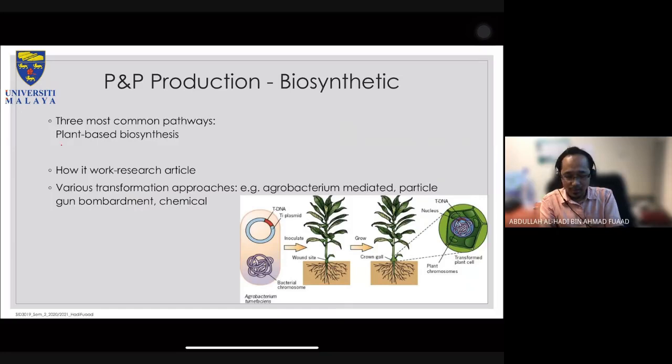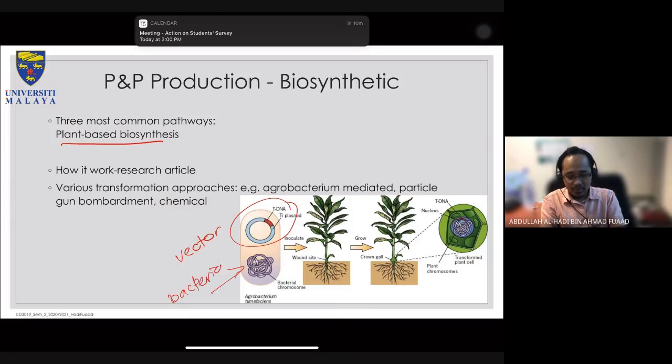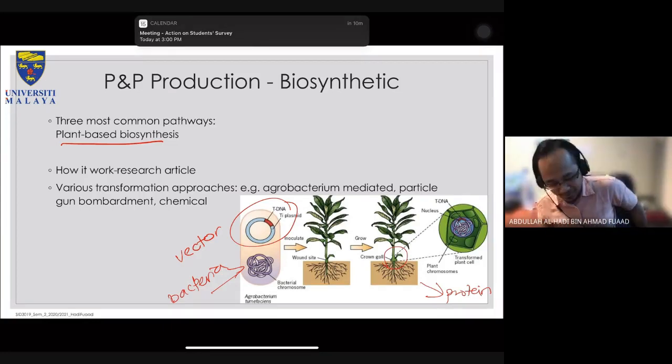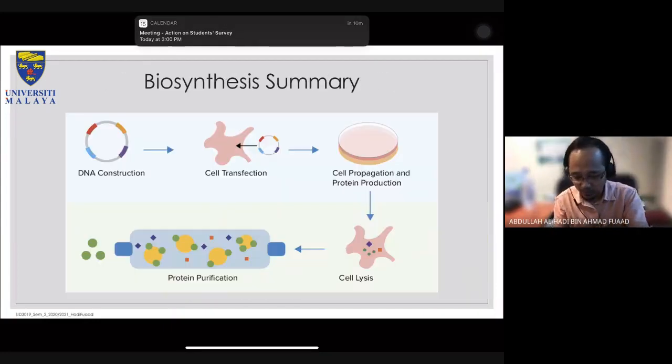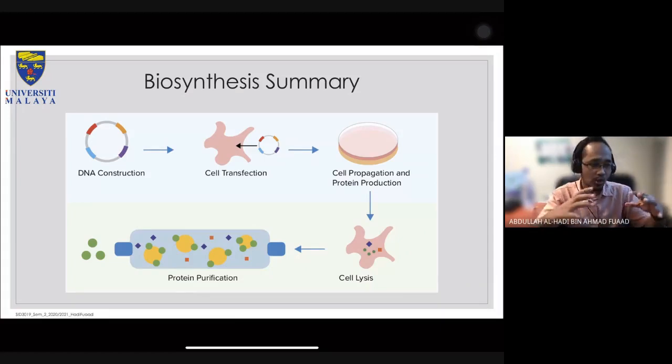And the third one is a plant-based biosynthesis, whereby you still have your vector, okay, and you still have your bacteria. But in this case, it's not just any bacteria, it's Agrobacterium, a specific bacteria that can infect a plant. And then once it's infected, this plant can actually produce a protein. Okay, that's the very quick summary. Everything else you can just read through. It's very simple.